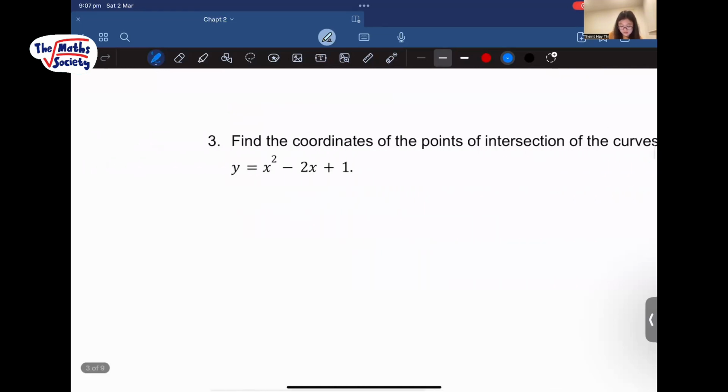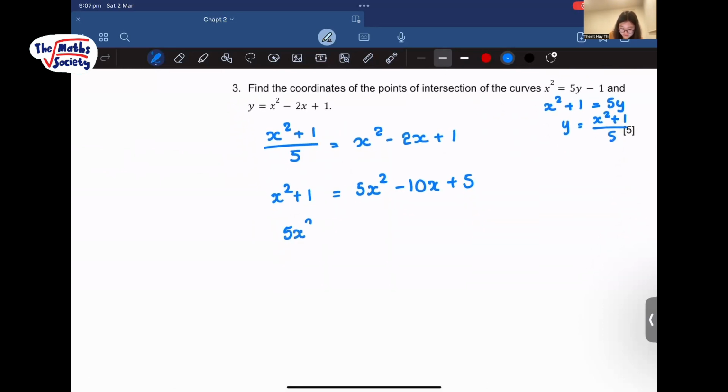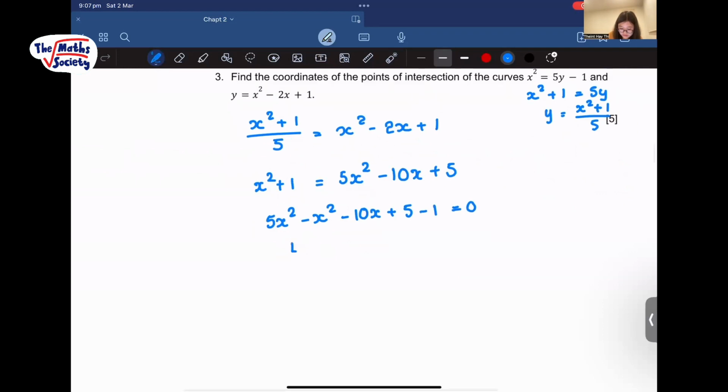Yep. And then you'll equate them, which will be x squared plus 1 by 5 equal to x squared minus 2x plus 1. So you can multiply by 5. So it'll be x squared plus 1 equal to 5x squared minus 10x plus 5. And then you'll subtract, which is 5x squared minus x squared minus 10x plus 5 minus 1 equals 0. So you'll get 4x squared minus 10x plus 4 equal to 0.